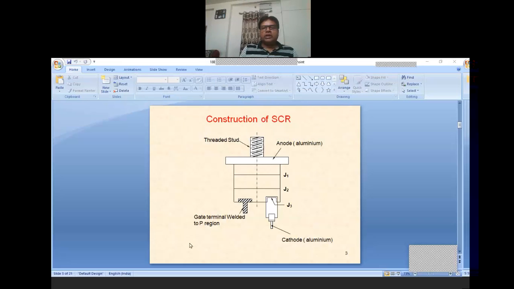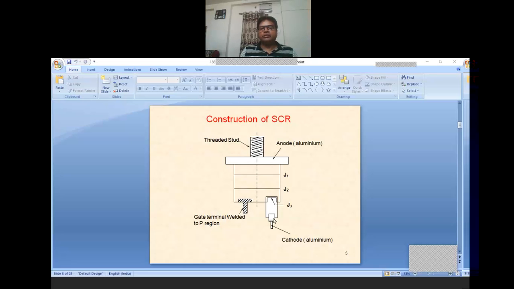So once again, to have a recap, SCR is made up of four layers: P, N, P, and N. In between, junctions J1, J2, and J3 are formed. All these layers are joined together.